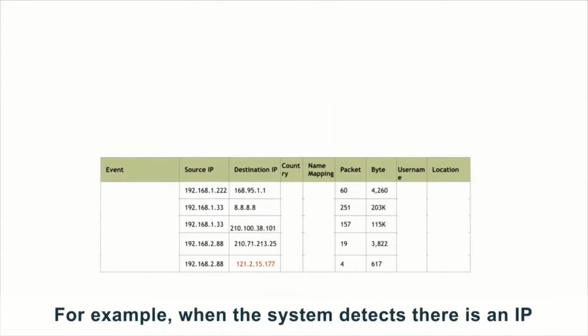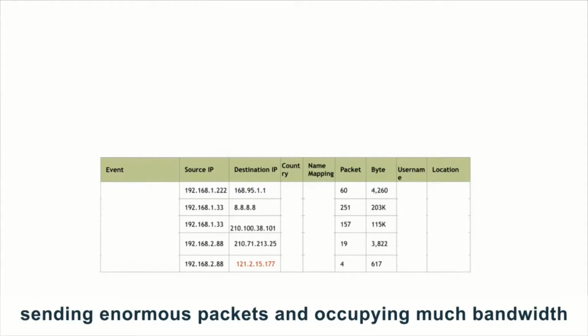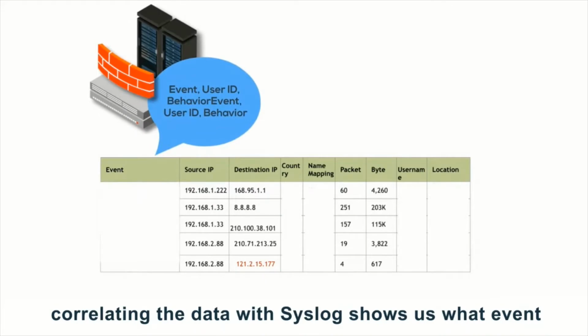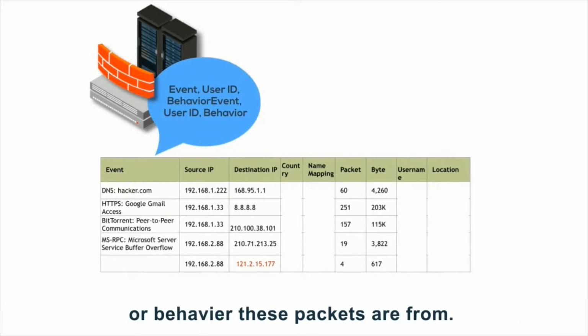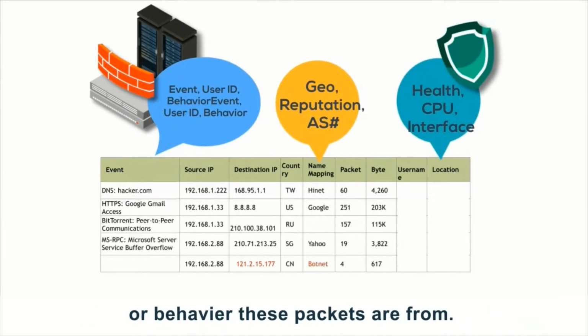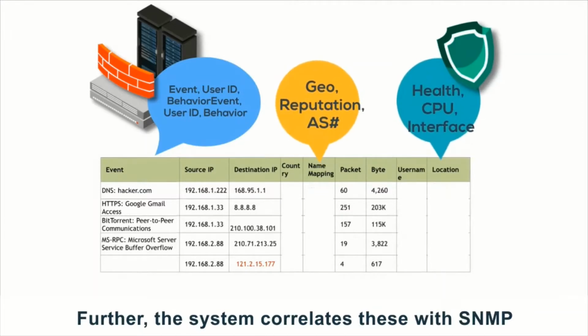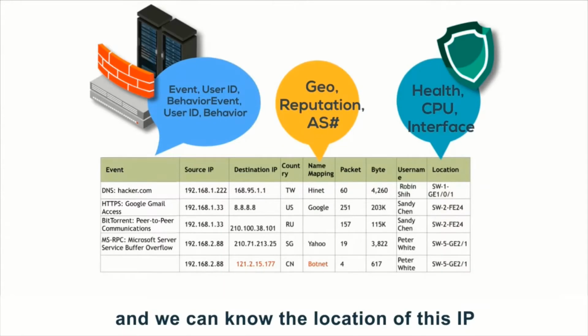For example, when the system detects there is an IP sending enormous packets and occupying much bandwidth, correlating the data with Syslog shows us what event or behavior these packets are from. Further, the system correlates these with SNMP, and we can know the location of this IP.